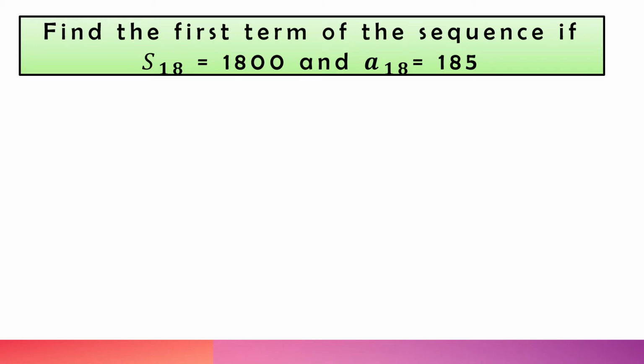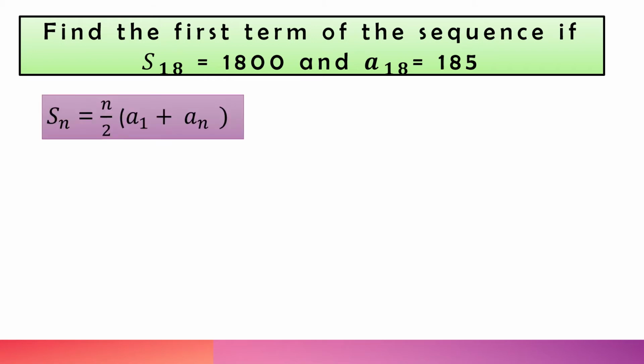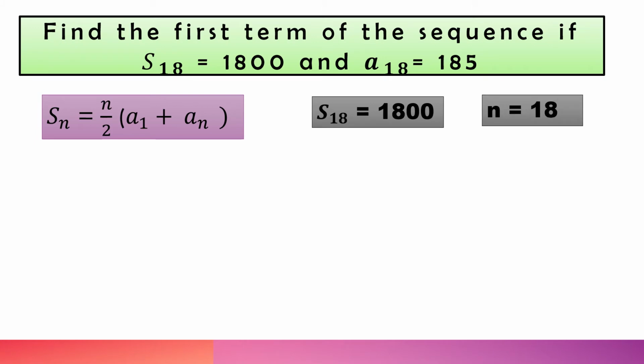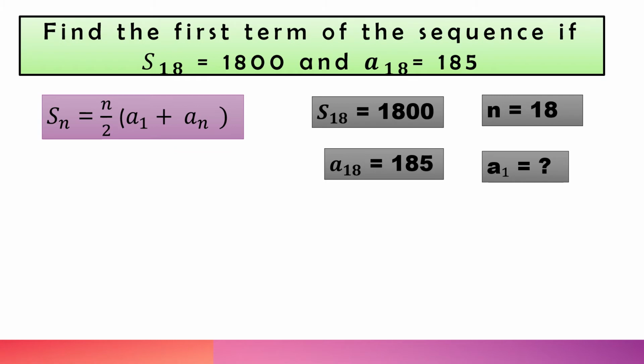Find the first term of the sequence if S sub 18 is equal to 1800 and A sub 18 is equal to 185. Let us identify the given facts on our problem. S sub 18 is equal to 1800, n is equal to 18, and A sub 18 is equal to 185. Solving for the first term, let us now try to substitute the given facts to the arithmetic series formula.